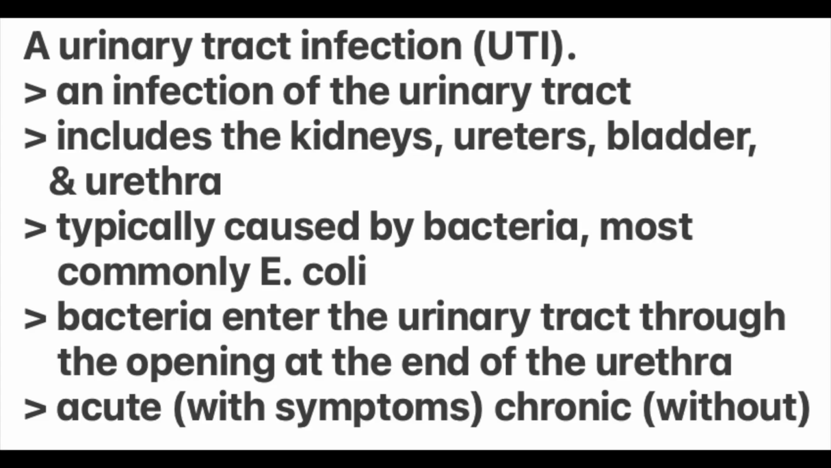What is a urinary tract infection? A urinary tract infection is an infection of the urinary tract, and this includes the kidneys, ureters, bladder, and urethra. Typically, it's caused by bacteria that come from the skin around the genitalia and anus and enter the bladder through the urethral opening. Commonly, E. coli is the bacteria responsible. Urinary tract infections can be acute, that is with symptoms, or chronic, usually without symptoms.